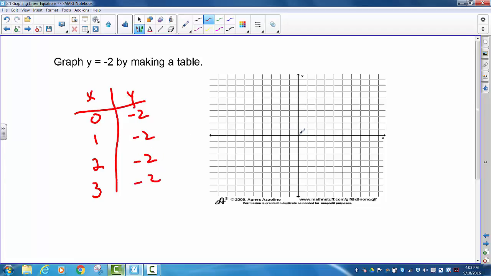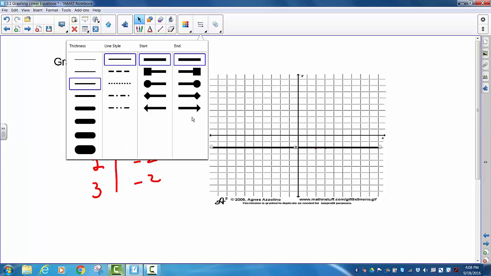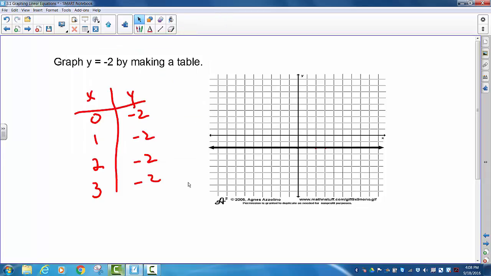So when we come over here to our graph, we go 0, -2, 1, -2, 2, -2, 3, -2. So the line is just going to be a horizontal line at y equals -2. And we put our arrows on there. And we are complete.